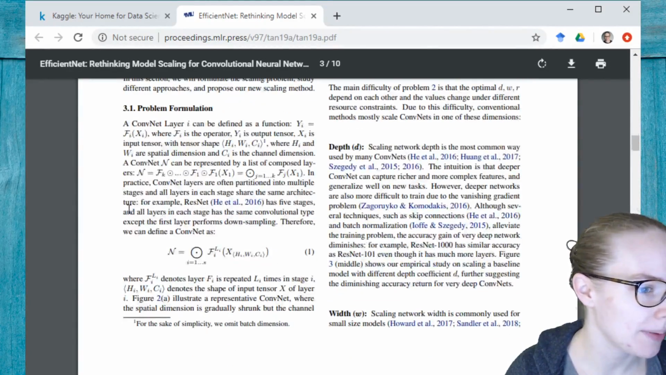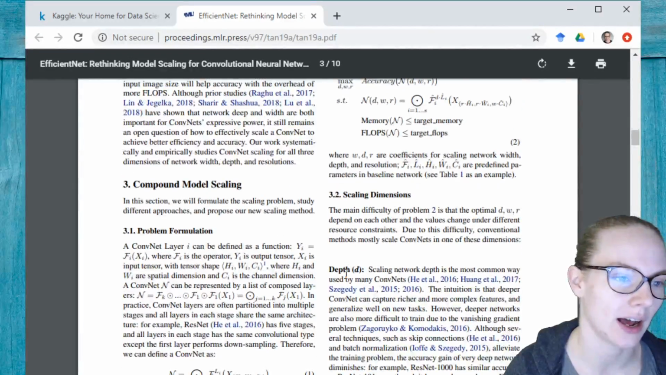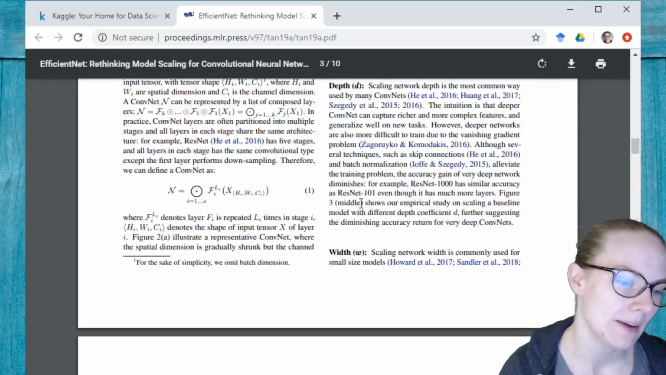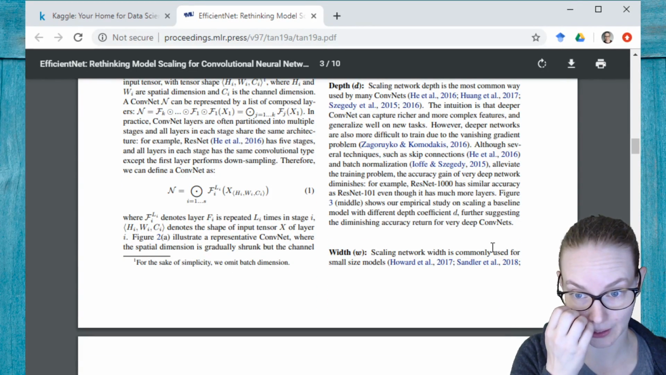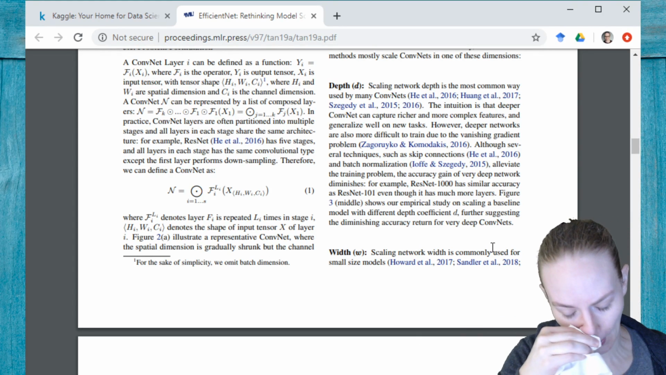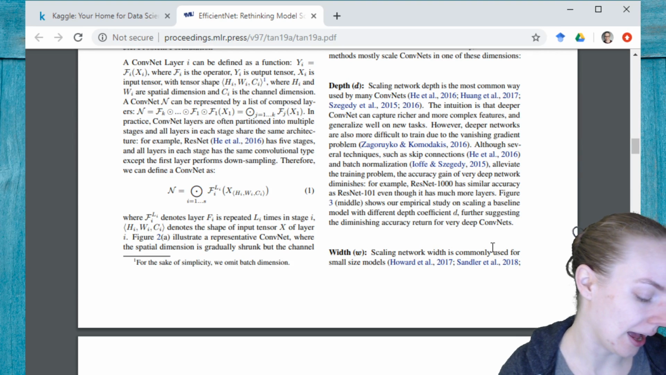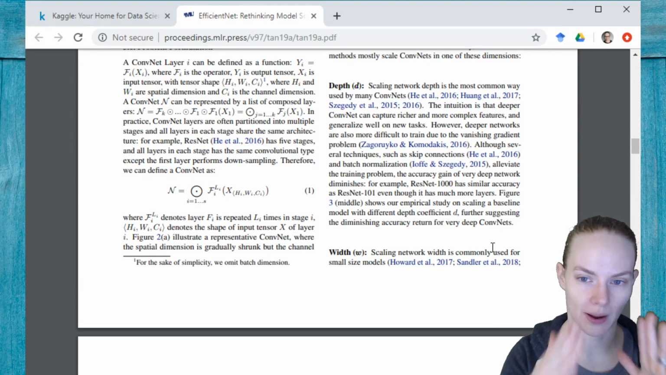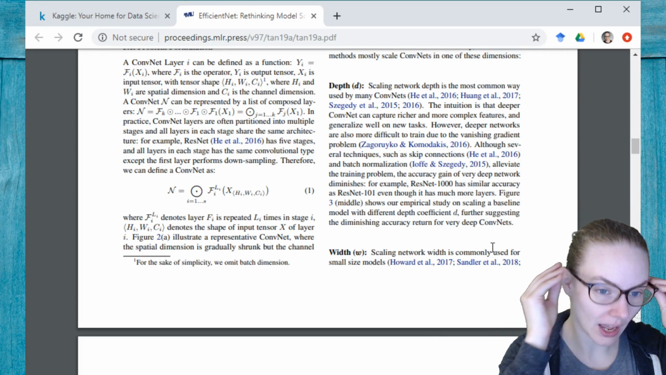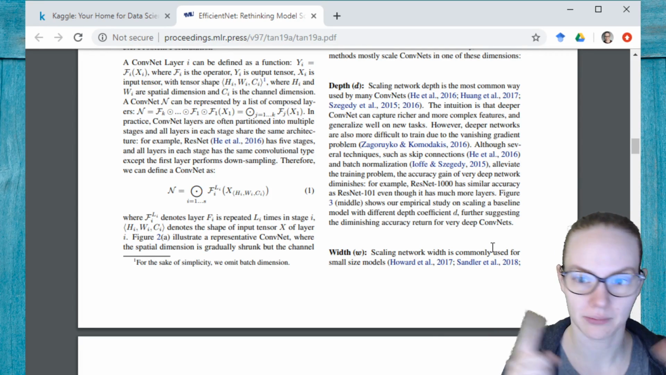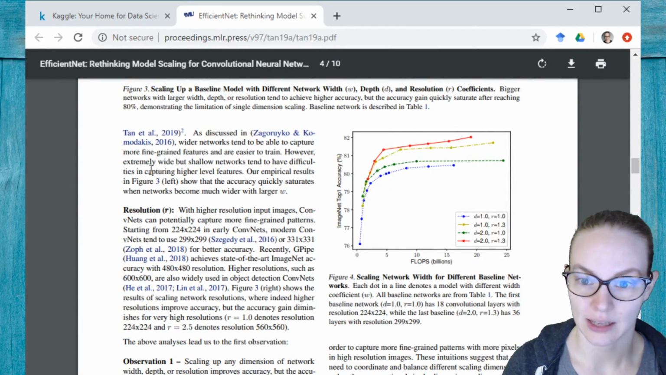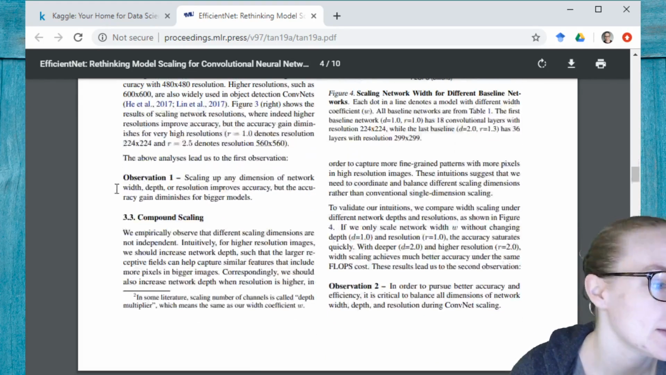So compound model scaling, we talked about this. The three dimensions: the depth, so number of layers; the width, the number of channels, or the size of the network; for text applications, model width might be like the size of the sentence that you're looking at, or the text span, instead of the number of channels. And then resolution is the size of the image going in.